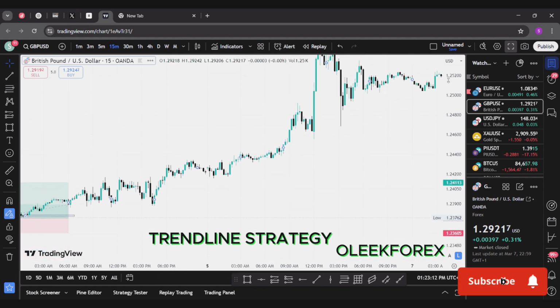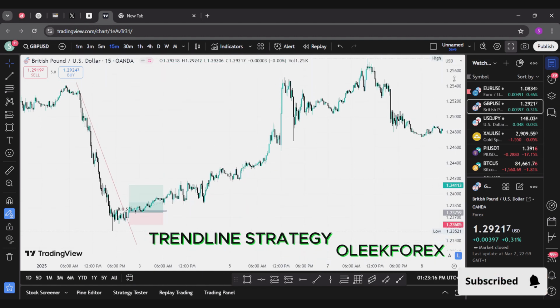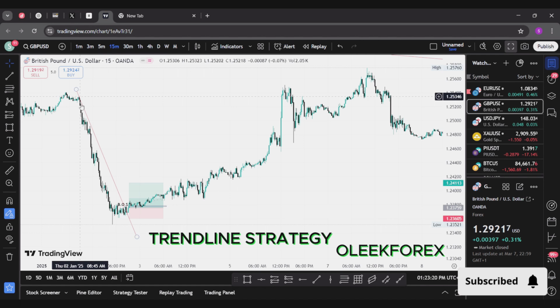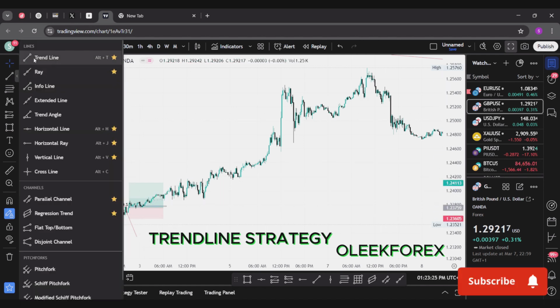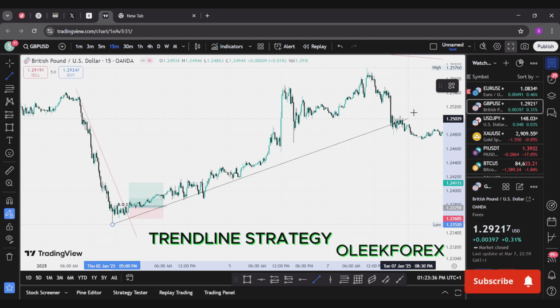When you are using this trend lines strategy, you have to draw another counter trend line. Let's assume this is what happened. It broke. You have to draw another protective trend line. I call it protective trend line. From this, you draw another one. Do you know what you are doing? You are trying to protect yourself.